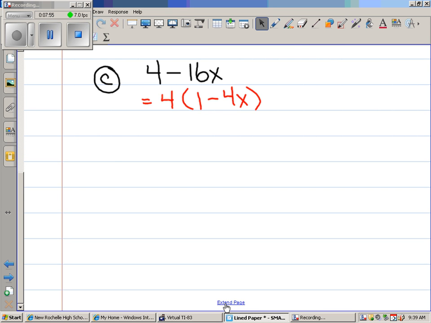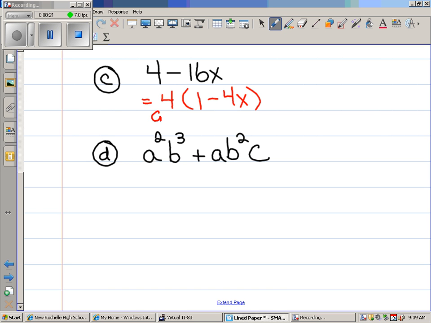Now let's keep going. Let's do D. Let's step our game up once again. We're going to step it back up to Algebra 2 Trig. Suppose I got a squared b cubed plus a b squared c. Let me just list this off over here. What's our GCF? AB, right? There's our GCF right there. That's going to go out in front.